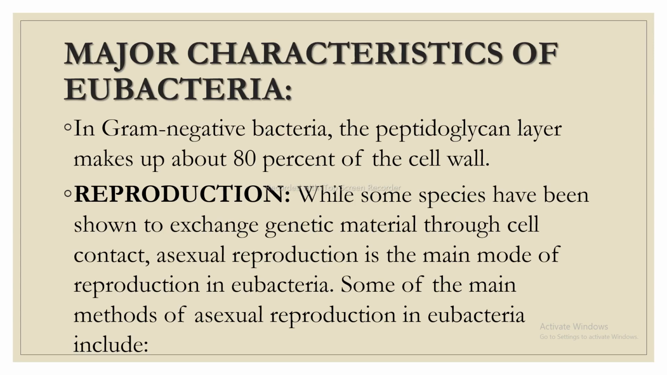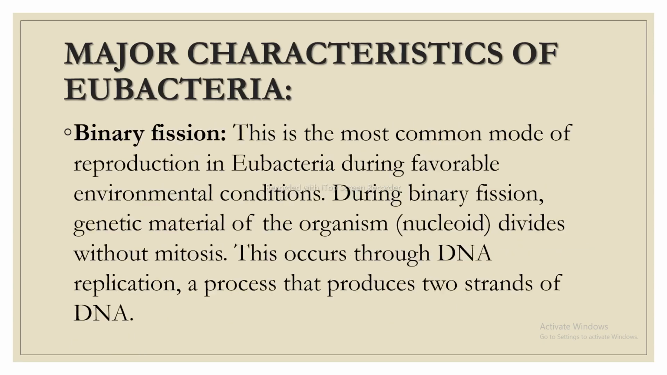So the next major characteristic is reproduction. While some species have been shown to exchange genetic material through cell contact, asexual reproduction is the main mode of reproduction in eubacteria. Some of the main methods of asexual reproduction in eubacteria include binary fission. This is the most common mode of reproduction in eubacteria, and it occurs during favorable environmental conditions.